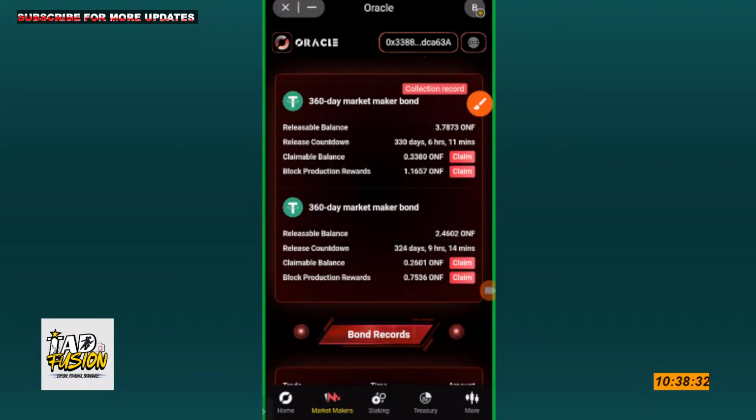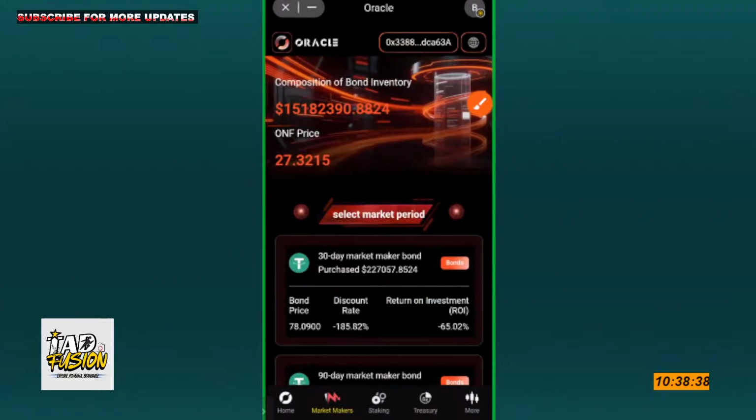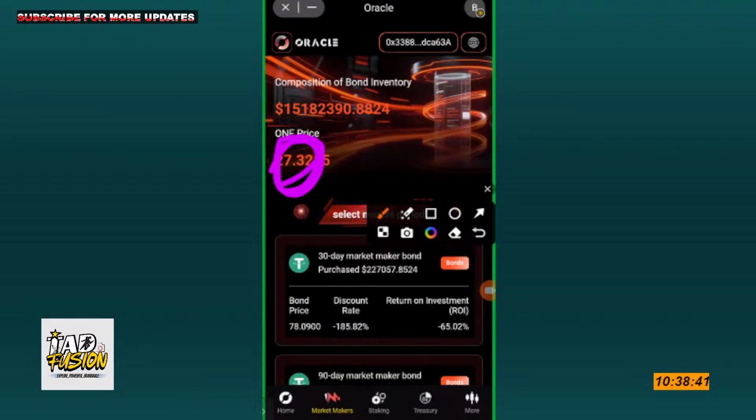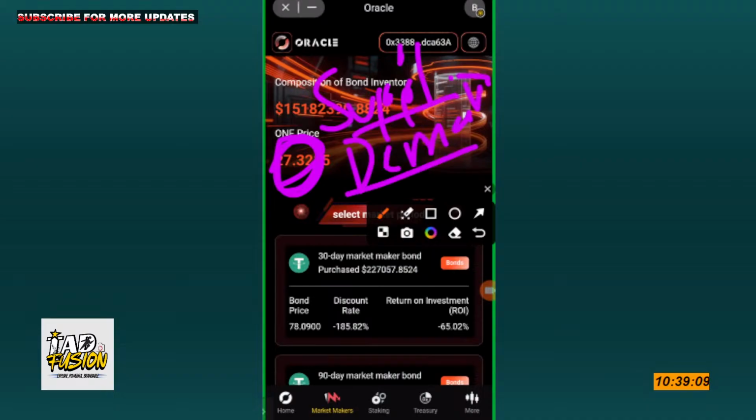Now, when do you bond and when do you stake? Whenever the price of the token goes down, what does it imply? It means that the amount of ONF tokens in the market is now more. It has increased. The supply is high, but the demand is low. Therefore, the price of the token goes down.